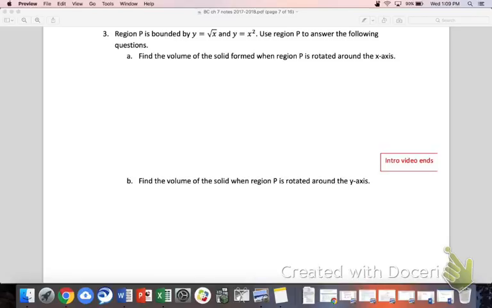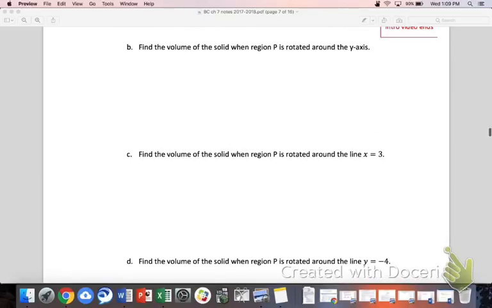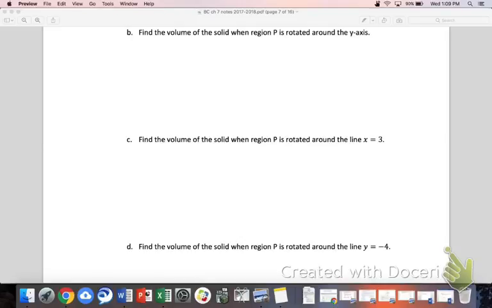All right, so in the video we did A. We have not done B, C, or D yet. So let's read this over again. It says region P is bounded by those two graphs. Use region P to answer the following questions. So I'm going to scroll down, and I'm going to attempt to draw region P. I'll do this off to the side.